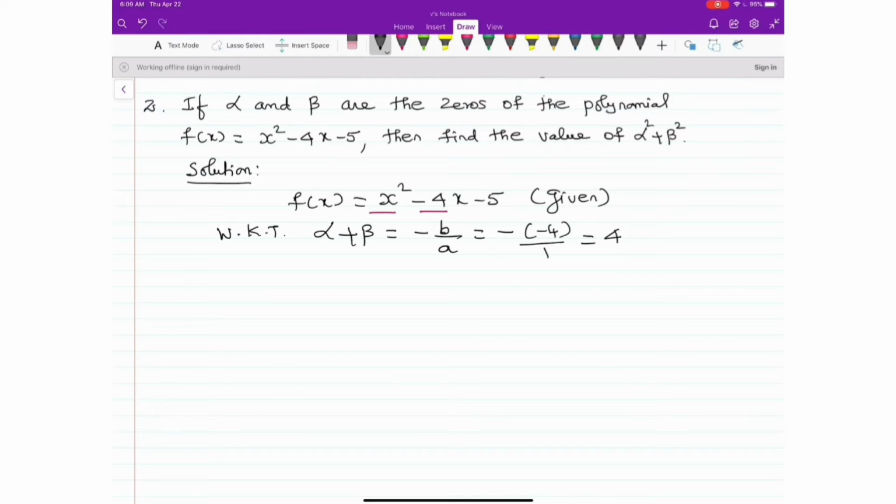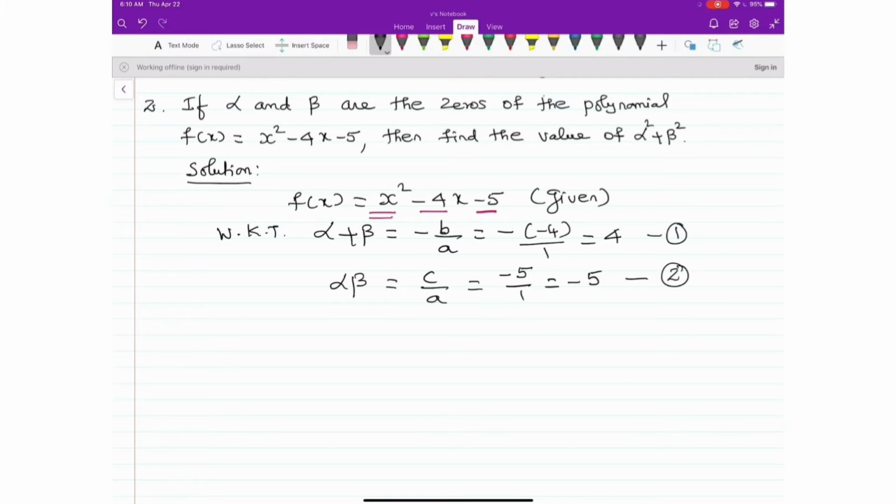The product of the zeros is alpha beta, which is equal to c by a. You know that c is the constant term, which is minus 5 over here, and a is the coefficient of x square, which is 1. So I can write over here minus 5 by 1, which is equal to minus 5. Okay, let me name alpha plus beta as 1 and alpha beta as 2.